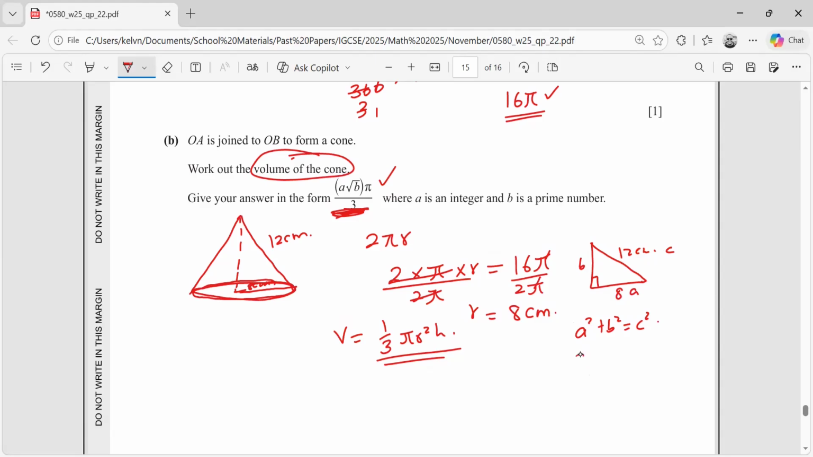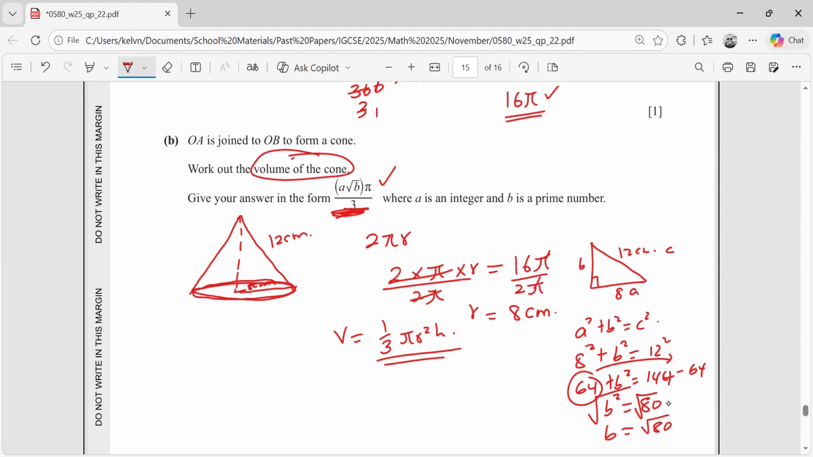So this will be 8 squared plus b squared equals 12 squared. So 8 squared is 64, plus b squared equals 144. Subtract 64 on both sides, or take this 64 to the other side. So you have b squared equals what? That is 80. So to get b, just square root both sides. So b equals square root 80.